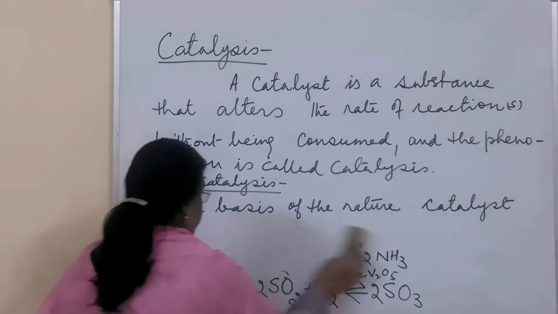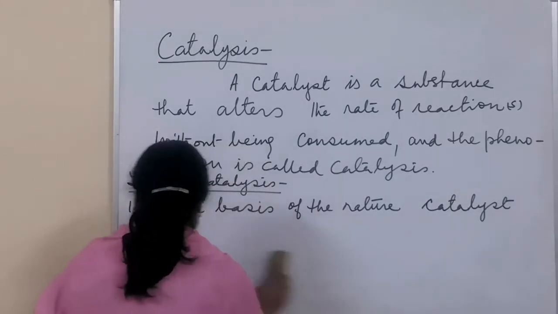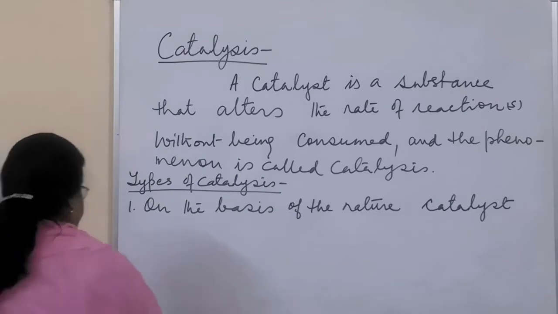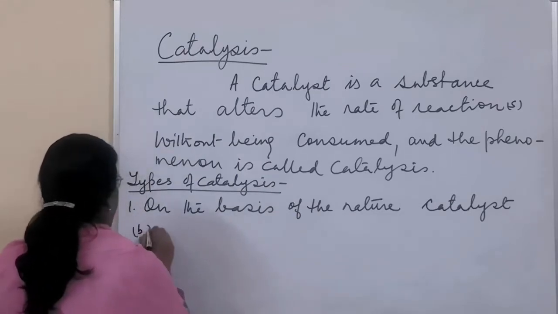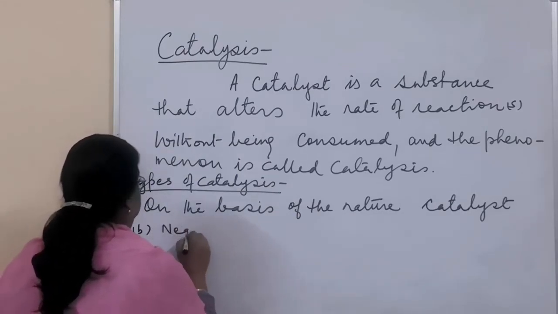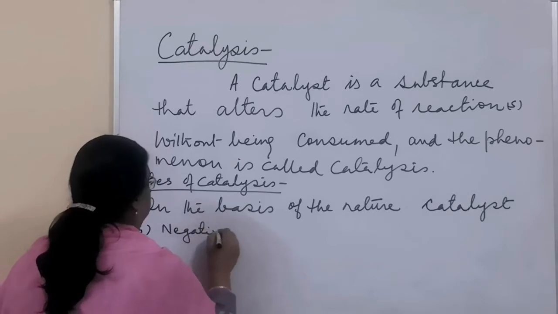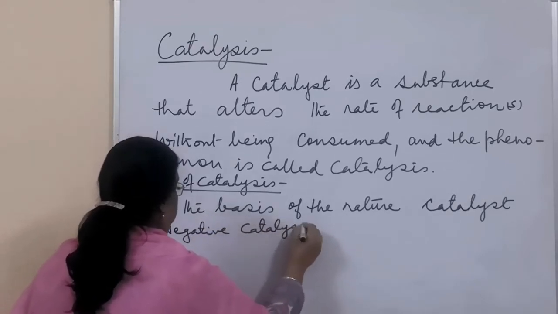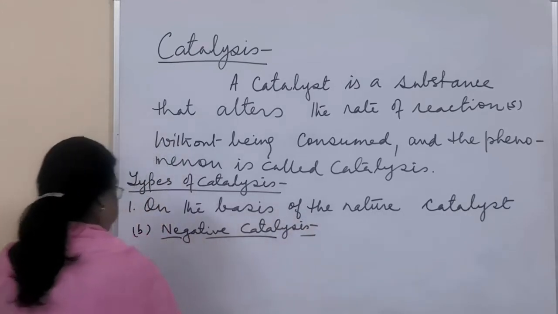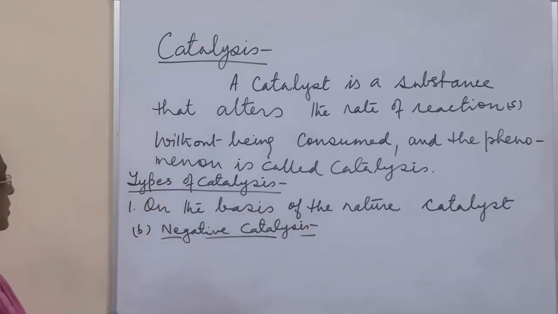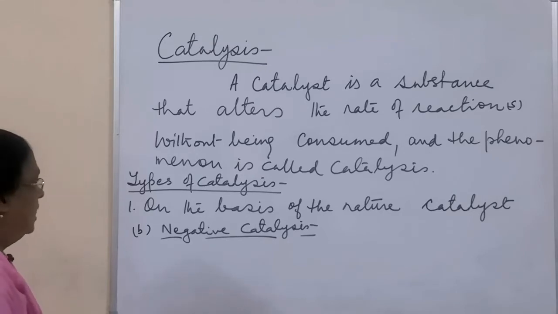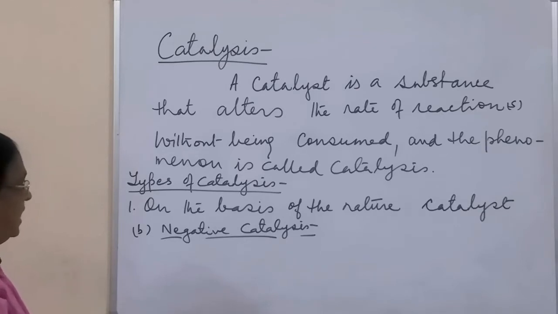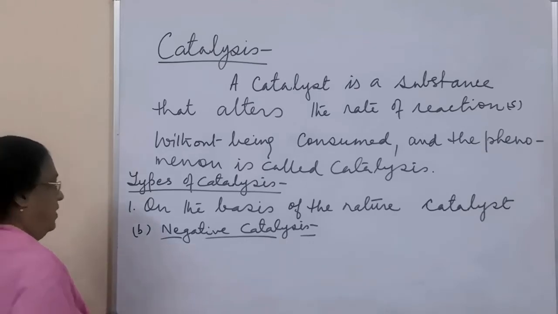Now the second kind which you have to do, that is negative catalysis. The meaning you must have already understood. Catalyst which decreases the rate of the reaction. A substance which is added to the reaction and decreases the rate of the reaction, then the phenomenon will be negative catalysis.